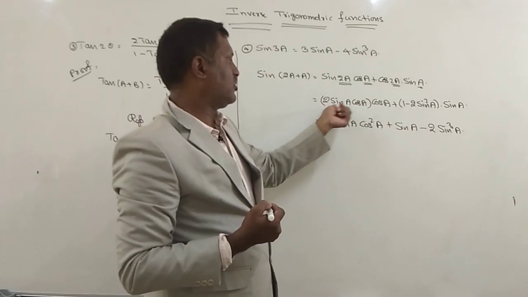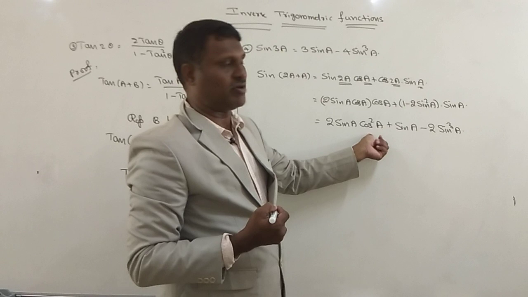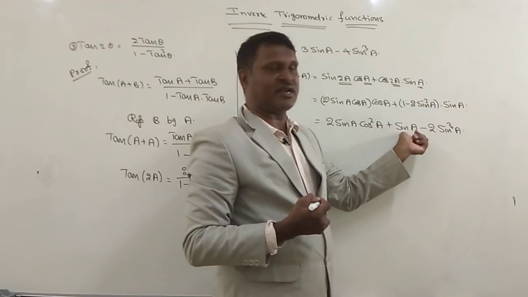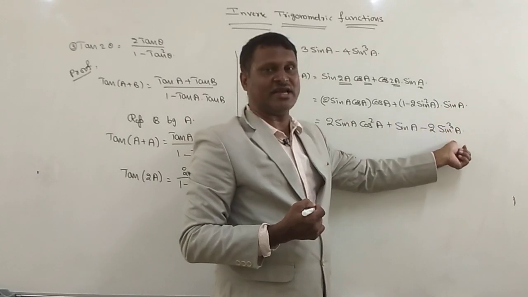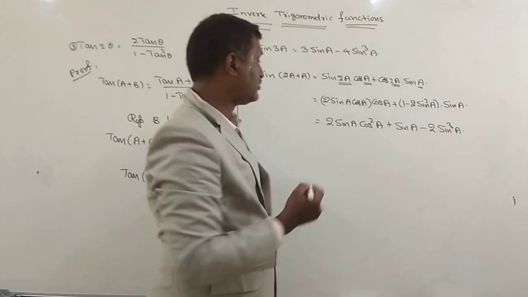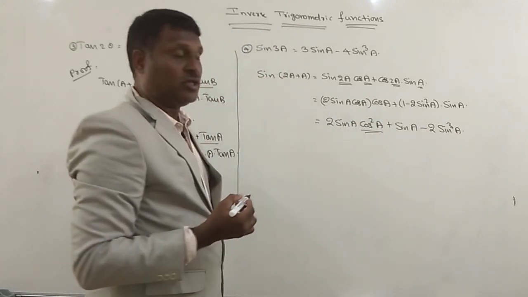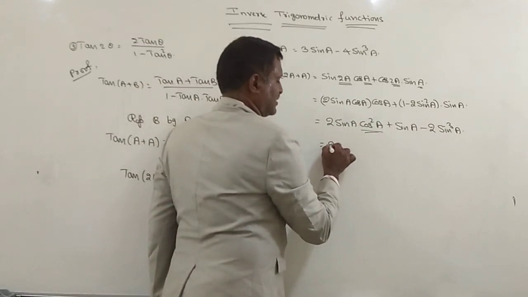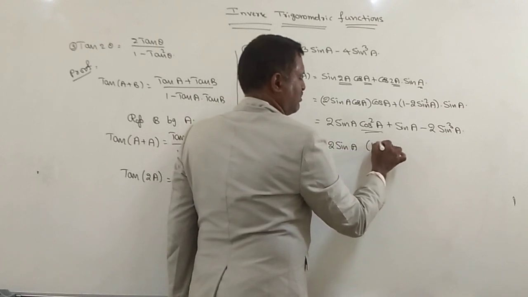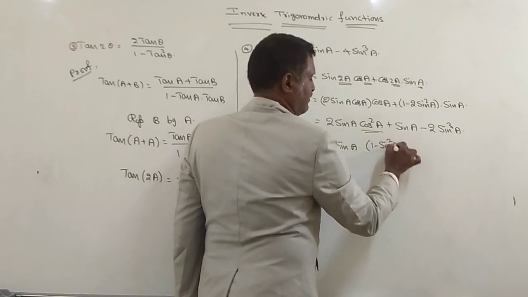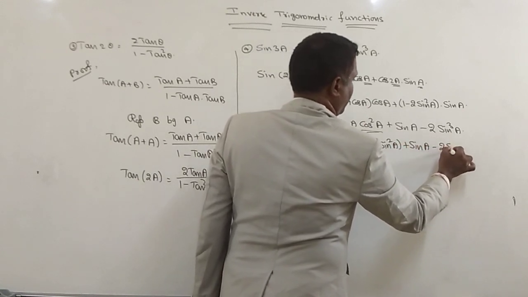Now simplify: 2 sin A, write down as it is. Cos A into cos A we can write cos square A. 1 into sin A we can write sin A. Minus 2 sin square A into sin A we can write sin cube A. Now this cos square A, convert in terms of sine. If you convert in terms of sine, we can write 2 sin A into 1 minus sin square A plus sin A minus 2 sin cube A.